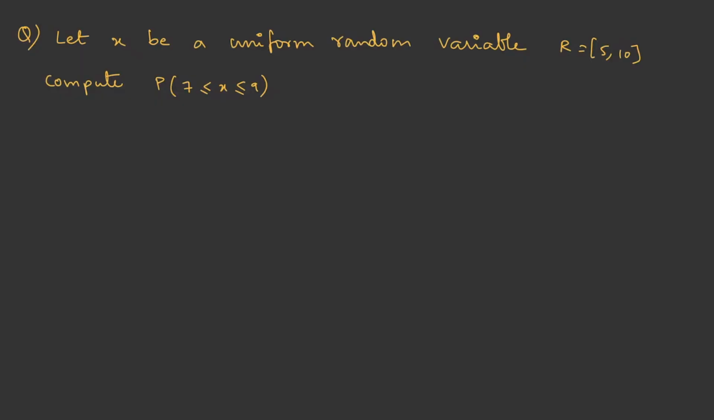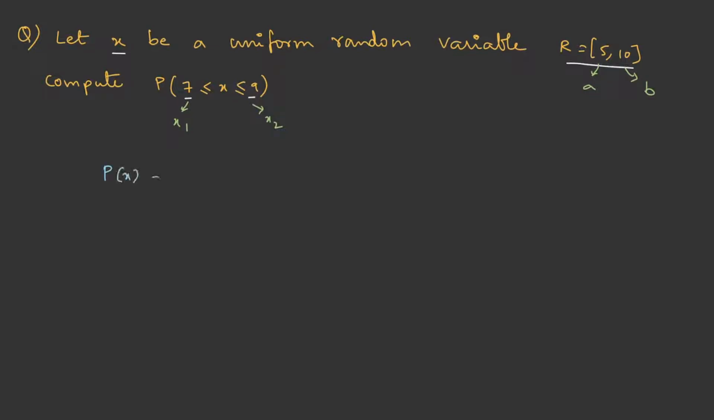Now let's solve a few questions on uniform distribution. Let x be a uniform random variable where x extends from 5 to 10. Compute the probability for x between 7 and 9. Okay, let's do this. This is x1, this is x2, and this value is a, and this value is b. Now let's solve this with the integration method.